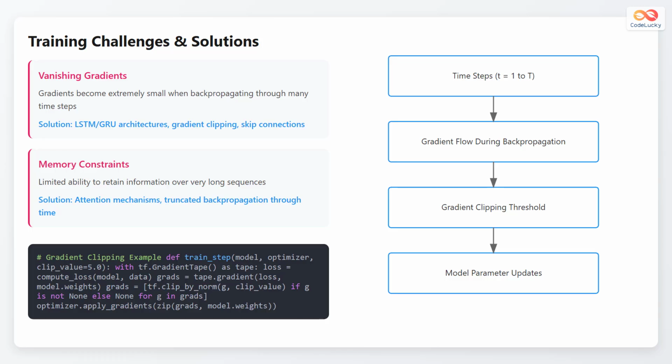Gradient clipping is a technique used to prevent gradients from becoming too large during training, which can lead to instability and poor convergence. The train step function takes the model, optimizer, and a clip value as inputs. It computes the loss, calculates the gradients, clips the gradients by the norm, and applies the clipped gradients to the model's weights.